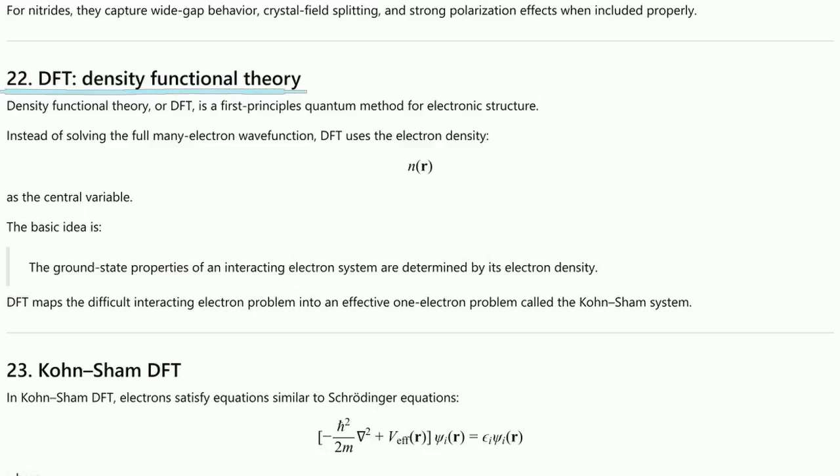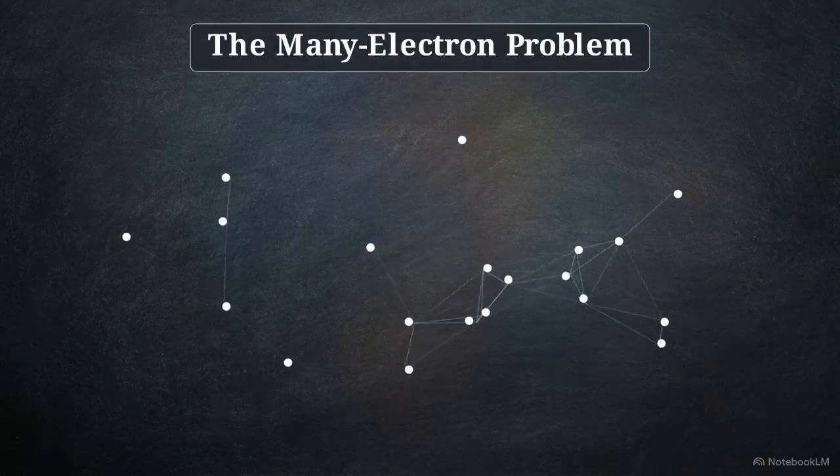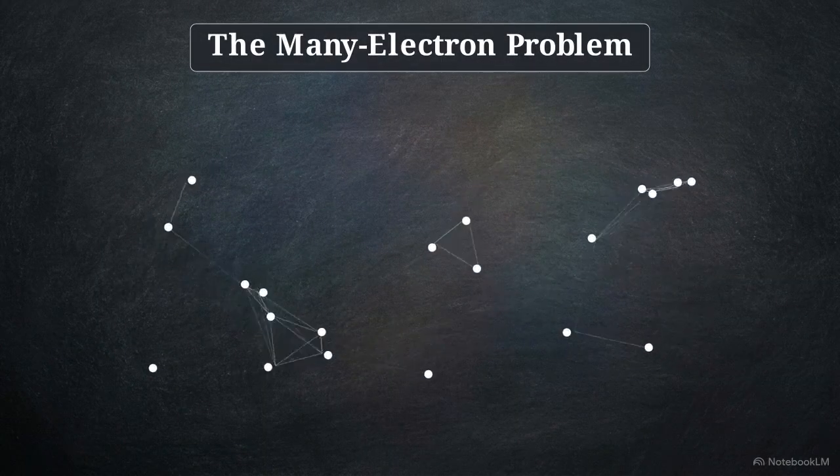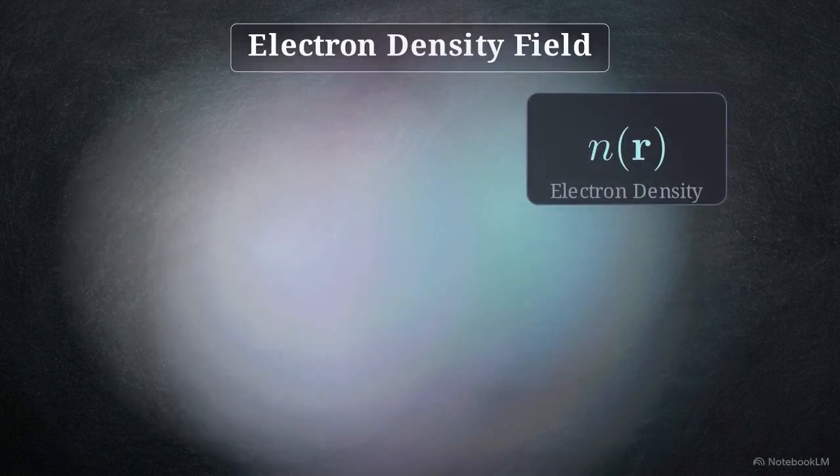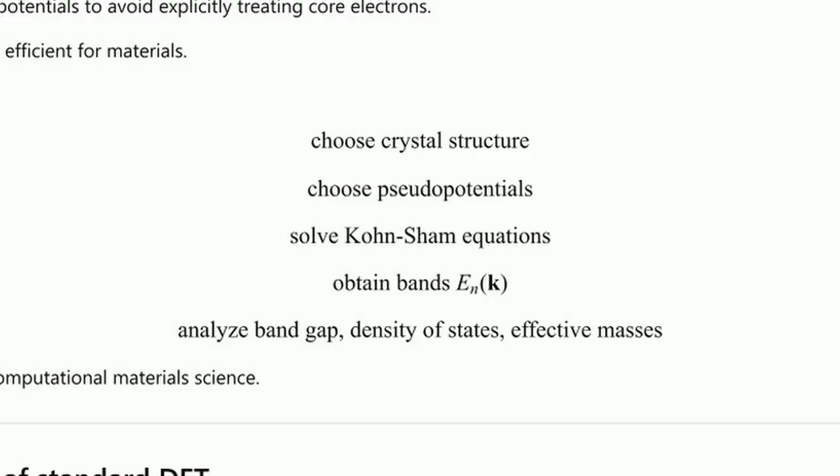The framework used to deploy these pseudopotentials is density functional theory, or DFT. DFT sidesteps the interacting many-electron problem by mapping the entire system onto a single variable, the overall electron density. Using this workflow, scientists can choose a crystal structure, apply the pseudopotentials, solve the equations, and predict the resulting energy bands before a sample is ever synthesized.